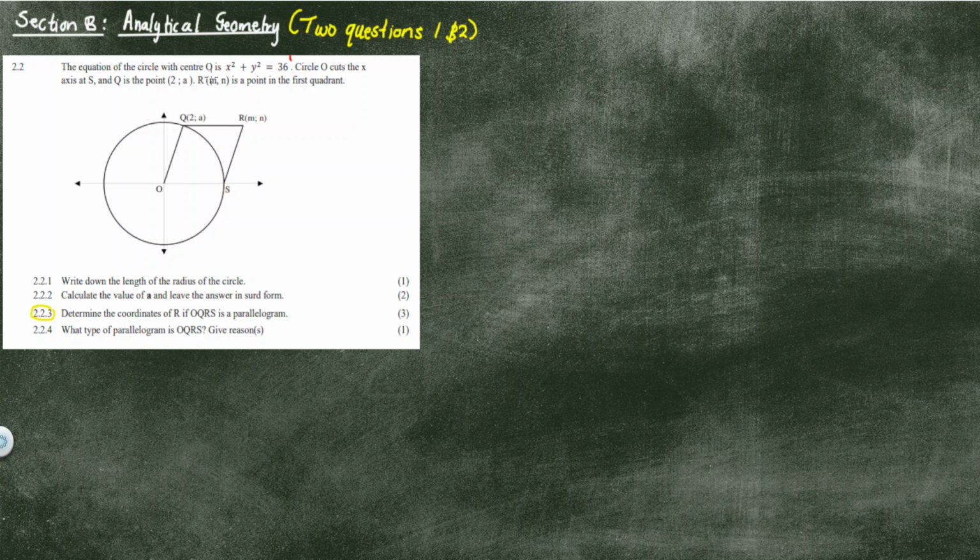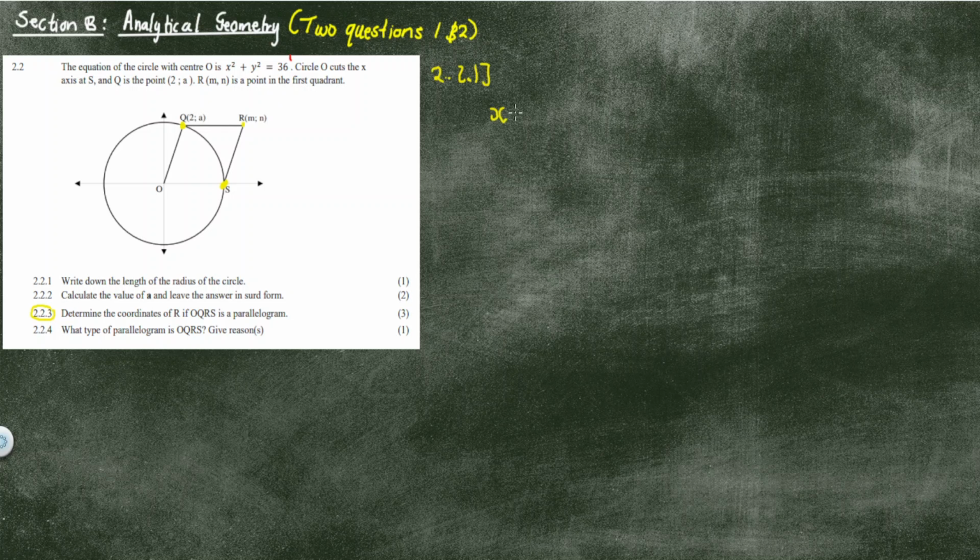So the equation of the circle with center O is x squared plus y squared equal to 36. Bese bathi circle O ikhatha the x-axis at S. Now, ibuye ikhathe, okay, so the y-axis is not labeled. Then bese bathi kuno Q, which is the point 2, A, lies on the circle. Then kuno R, which is a point that lies outside the circle, is a point in the first quadrant. Then bawa connect alama points ngama lines. 2.2.1, write down the length of the radius. Okay.